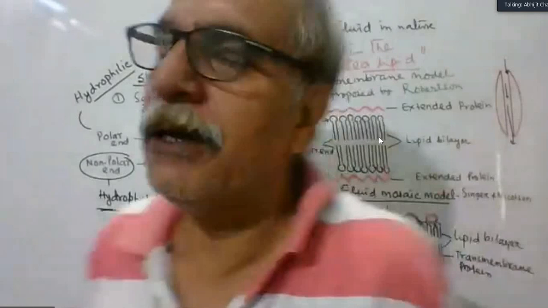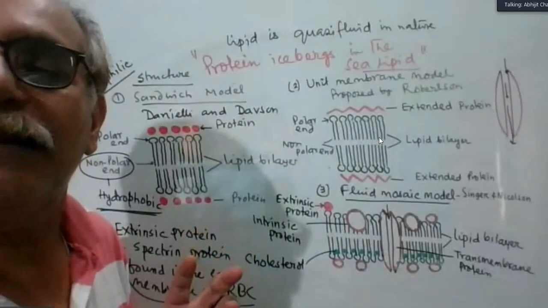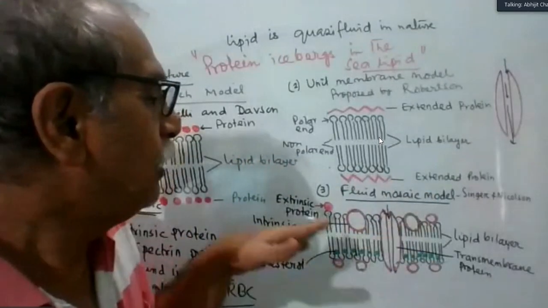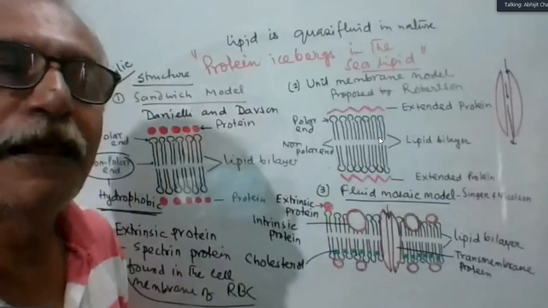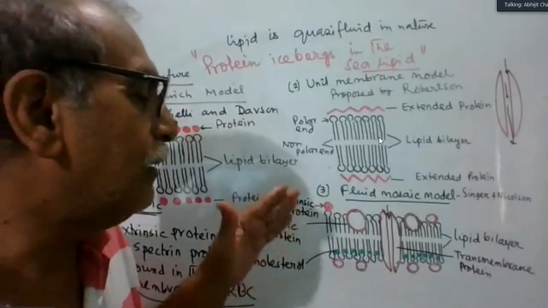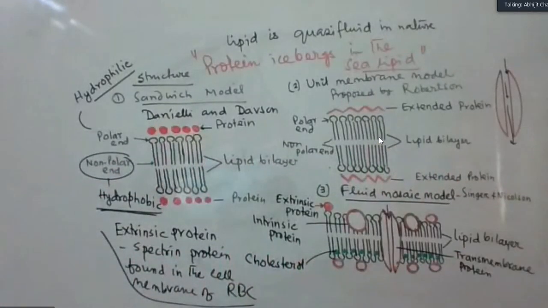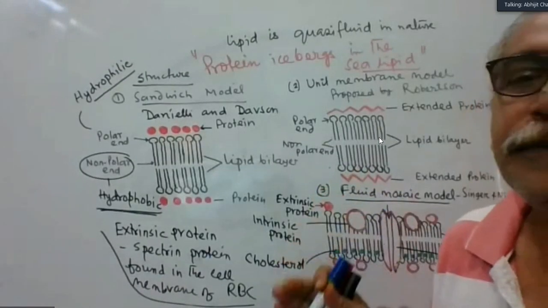How is it possible? As lipid is quasi-fluid, it is not a static hard membrane. As it is a quasi-fluid membrane, protein molecules can move laterally within this layer, and hence in this way the fluidity of the membrane is maintained. Are you getting me?